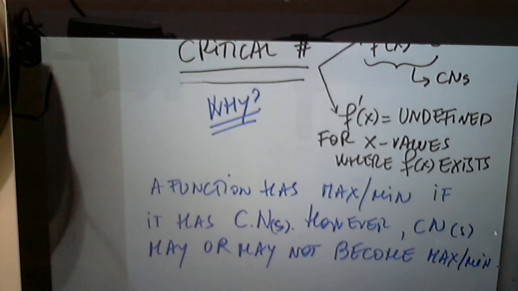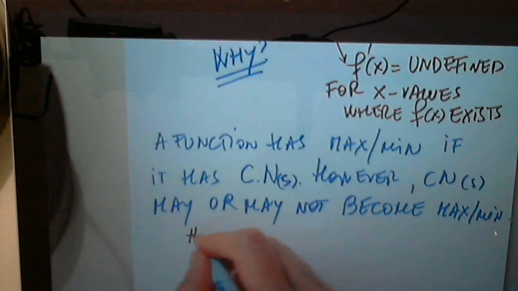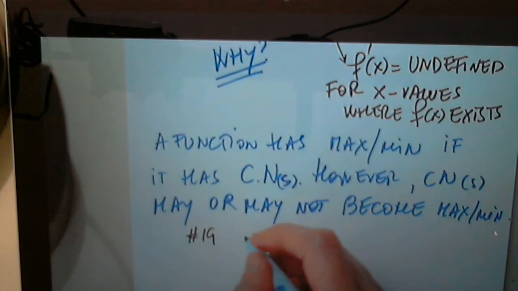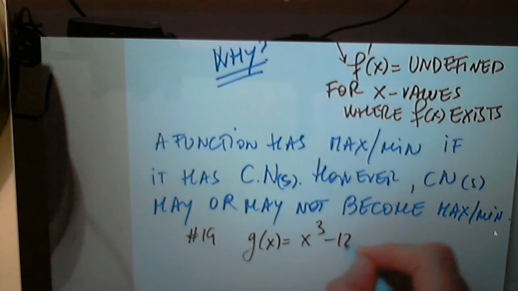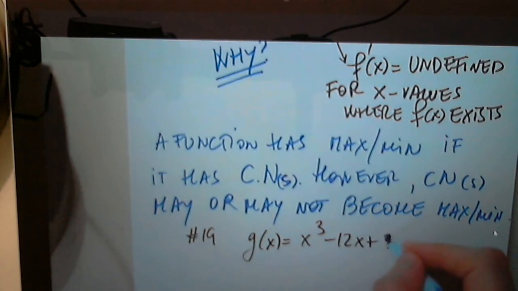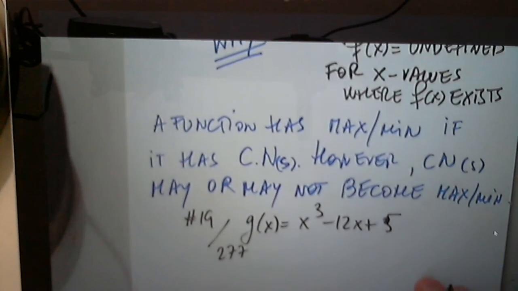Okay, so how many more minutes we have? 1. Okay, then I'm gonna stop. I'm just gonna start this problem and I'm gonna stop in 1 minute, promise. G of x equals x to the third minus 12x plus 5. So this is problem 19 on page 277.